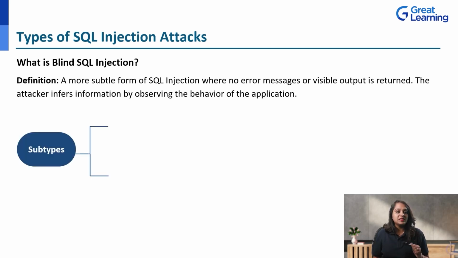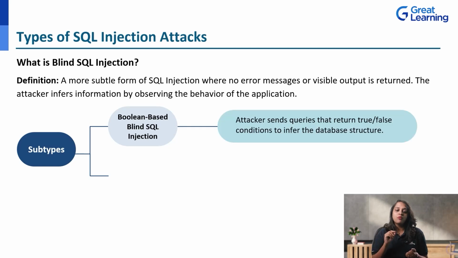So again, in blind SQL injection, we have two types. We'll see what those are. One is Boolean based blind SQL injection. As I said, it will give the Boolean output to actually understand your SQL injection. So what happens here is the attacker sends a query that returns a true or false condition. Based on that true or false condition, the hacker will be able to understand what he can do next in order to retrieve the data.